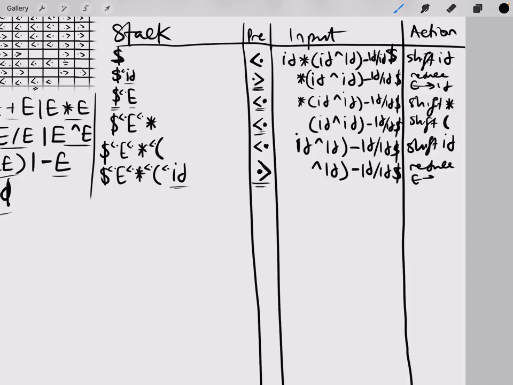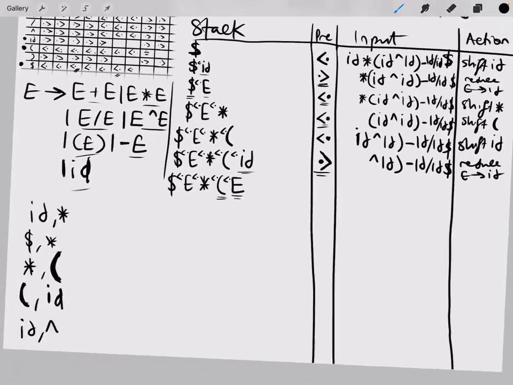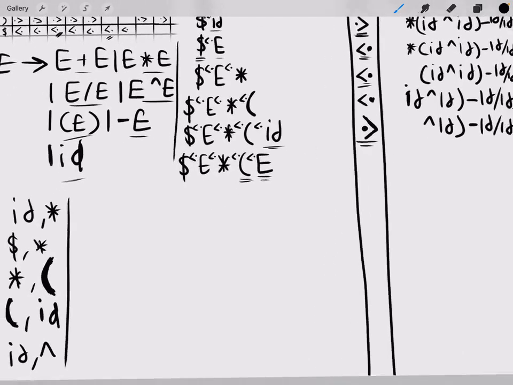E derives ID. So what do we have next? We have dollar sign. We have all those relations. We have this, we have this, we have this. But then ID has been reduced, so we have E. Note that the non-terminal is going to be ignored from now on. So what is the next big thing? We have this guy.